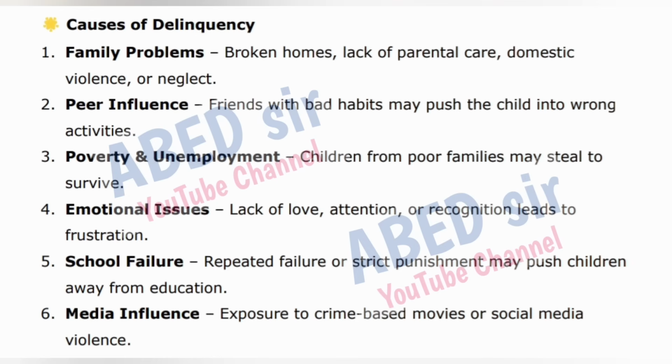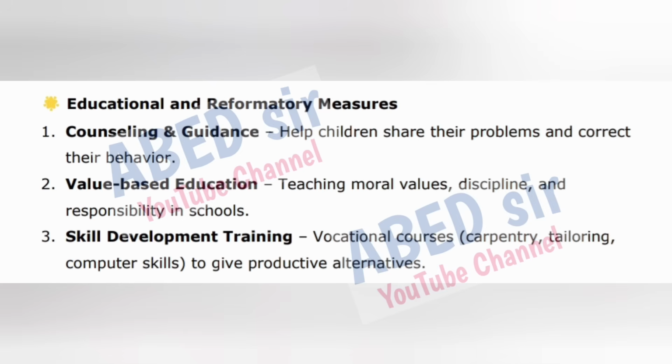5. School failure, repeated failure or strict punishment may push children away from education. 6. Media influence, exposure to crime-based movies or social media violence. Educational and reformatory measures. 1. Counseling and guidance, help children share their problems and correct their behavior.